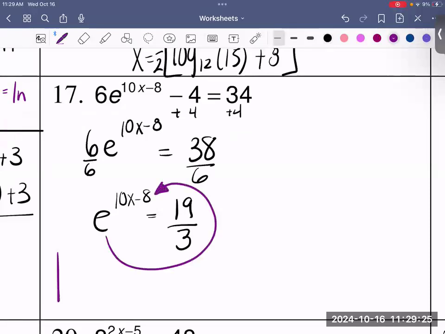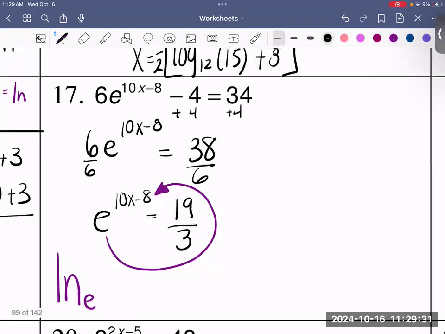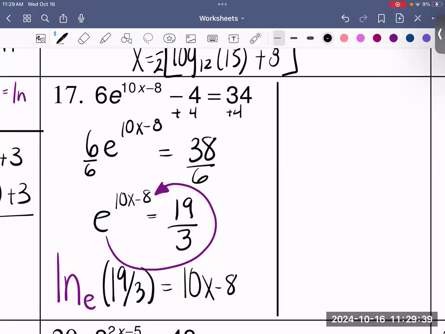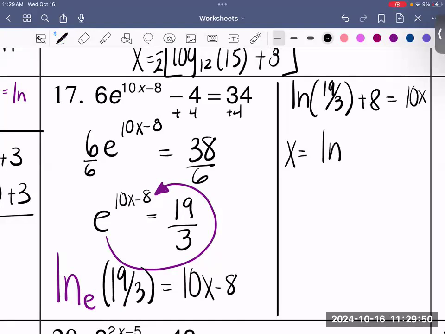If you do swoop, we have to write ln of e or just ln. I'll just keep my e here so you can kind of see where it went. ln of 19 over 3 is equal to 10x minus 8. So go ahead and solve for your x value here. So you have ln of 19 over 3 plus 8 is equal to 10x. And the last thing, we are dividing by 10.